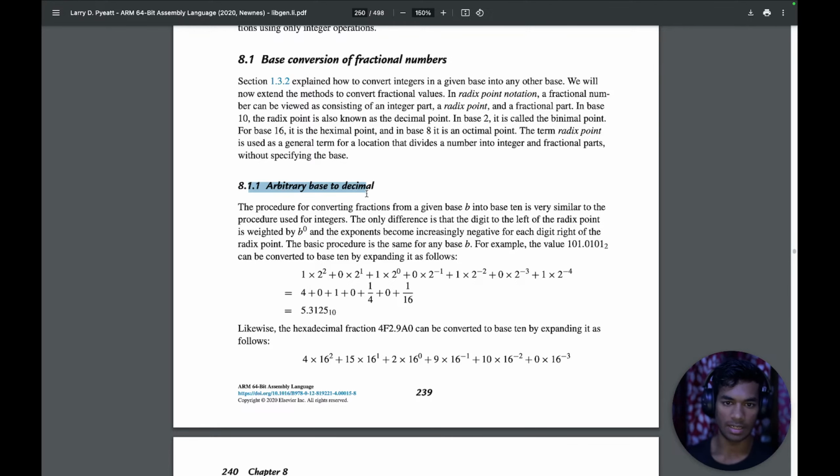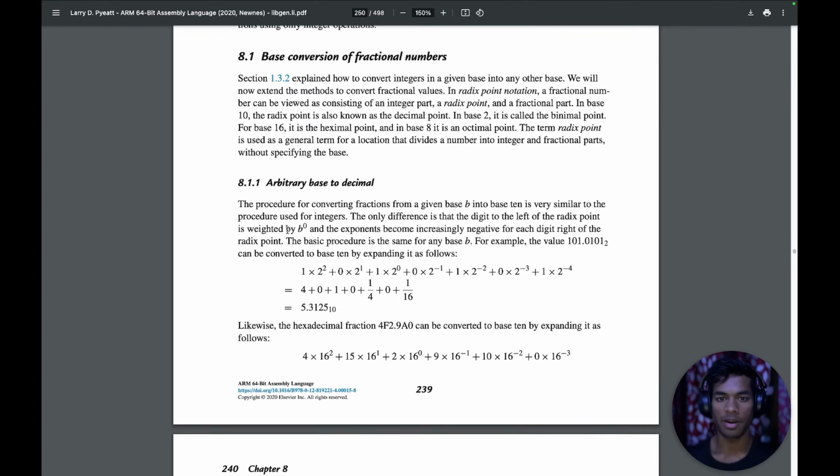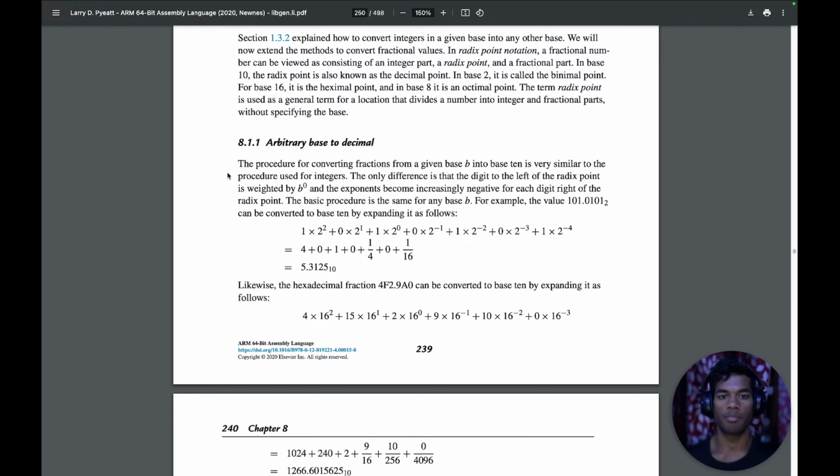Converting from an arbitrary base to decimal. The procedure for converting fractions from a given base b into base 10 is very similar to the procedure used for integers. The only difference is that the digit to the left of the radix point is weighted by b^0, and the exponents become increasingly negative for each digit right of the radix point. The basic procedure is the same for any base b.